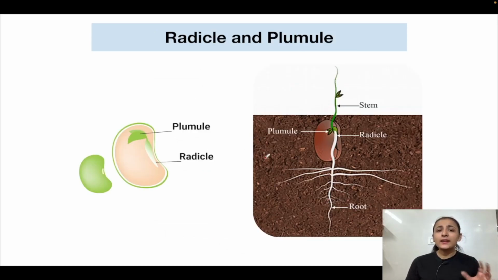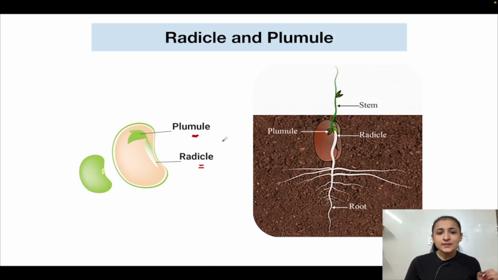Now, what are radicle and plumule? If you open up a seed, you will find that a seed is made up of a seed coat, an embryo and cotyledons. Whenever you look at the embryo, it comprises two parts. First is the plumule and the second is the radicle. The plumule is the portion from where the shoot system will arise, and the radicle is that part of the embryo from which the root system will arise.